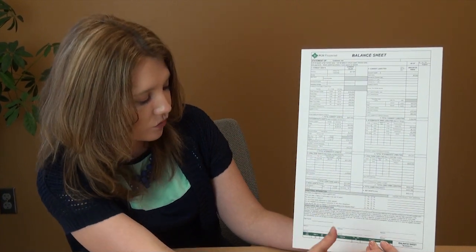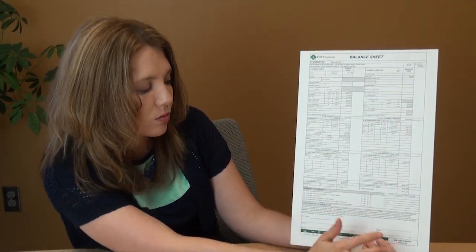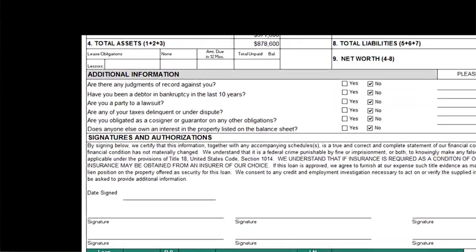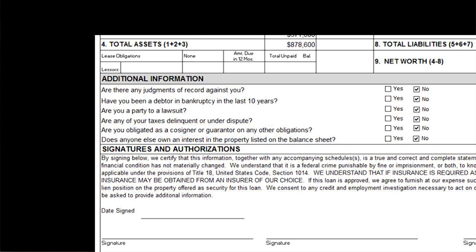Once you complete the balance sheet, there are some questions at the bottom that we would like you to answer. For example, are there any judgments against you? Just mark yes or no, and then explain on the side any yes answers. If a court had placed a judgment against you, you would just mark yes and put an explanation to the side. The next question is, have you been a debtor in a bankruptcy in the last 10 years? Are you party to a lawsuit? Are any of your taxes delinquent or under dispute? Are you obligated as a cosigner or guarantor on any other obligation?